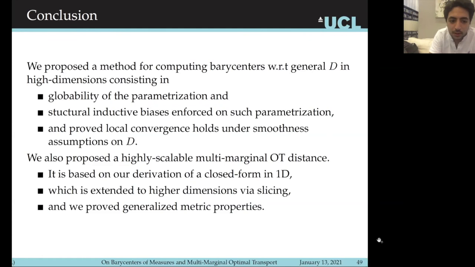And we also proposed a solution to another problem, which is the problem of multi-marginal optimal transport, which allows defining distances between multiple measures, which has application in multitask learning, as we've seen. It's highly scalable and has good generalized metric properties.